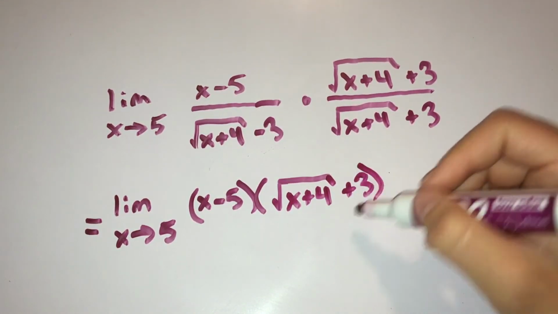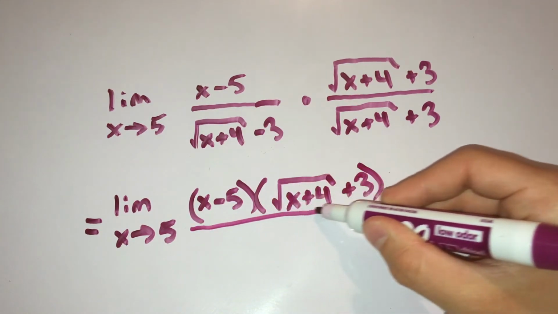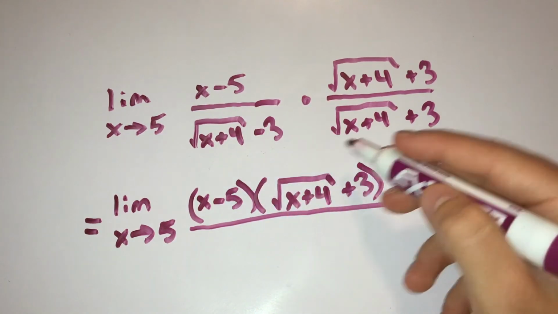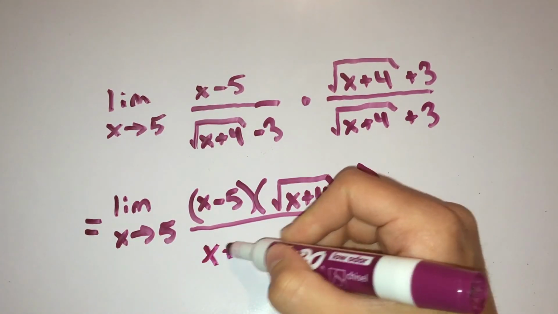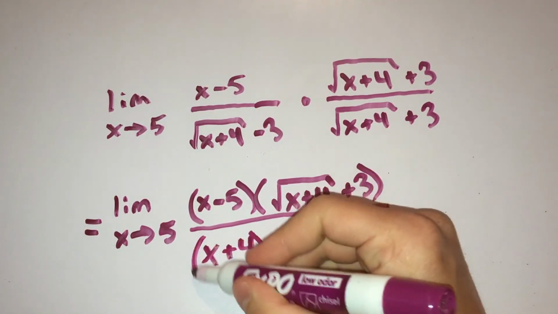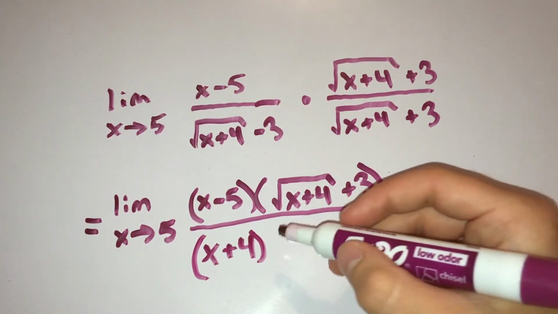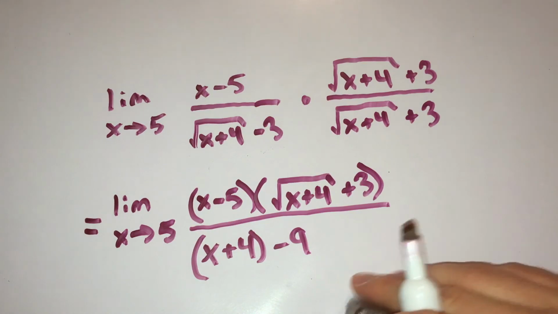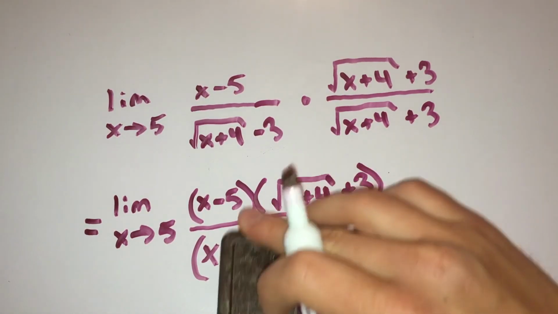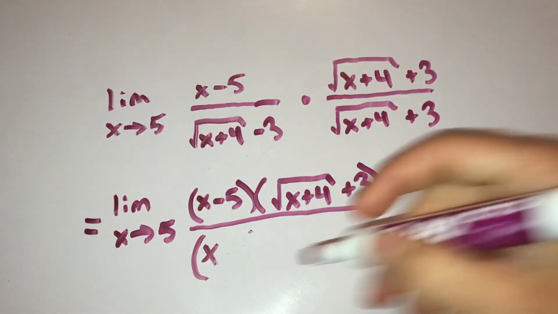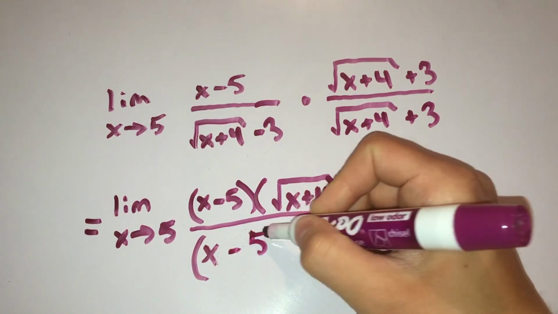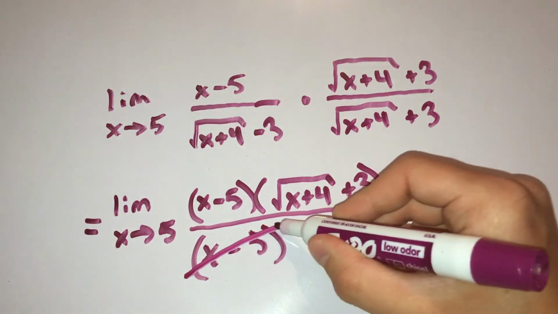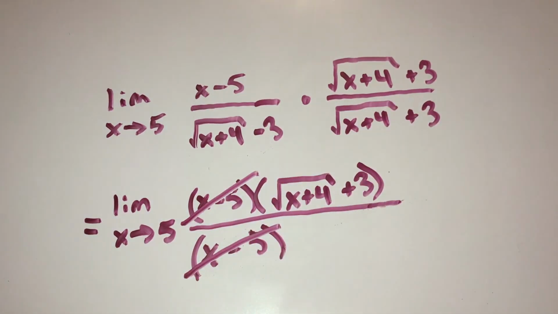3. For the denominator here, we can actually use our identity, a minus b times a plus b. So we can actually just square the first term and square the second term and subtract them. Now x plus 4 minus 9 is simply the same thing as x minus 5. You'll actually notice here that we have an x minus 5 on both the numerator and the denominator, so we can actually cancel those out.